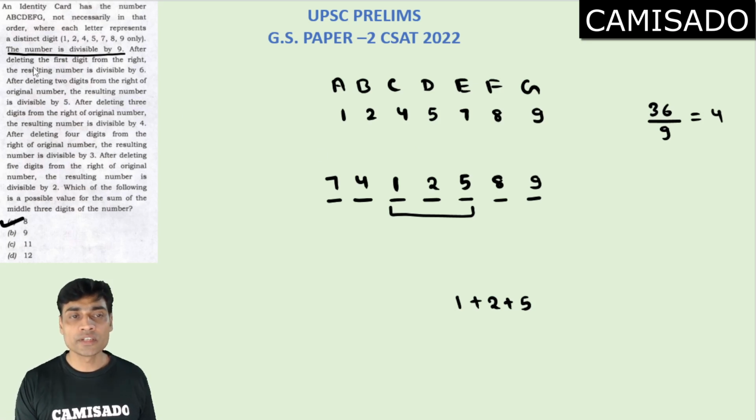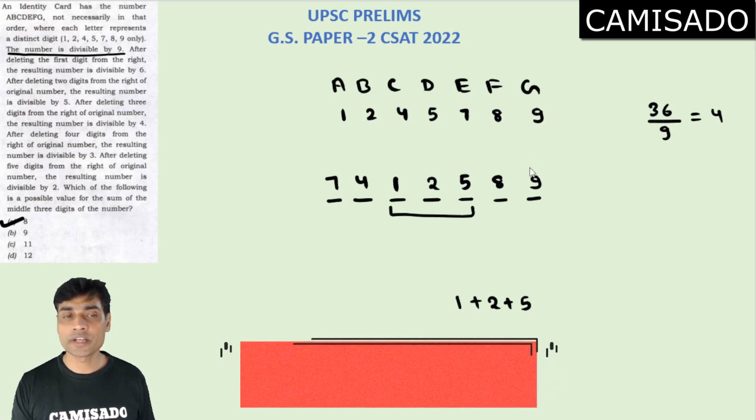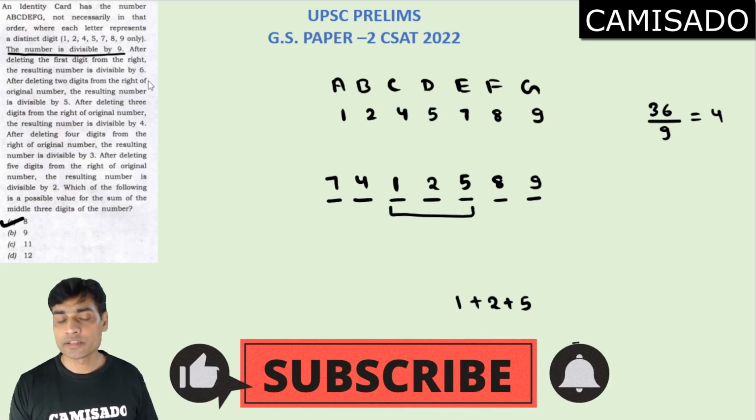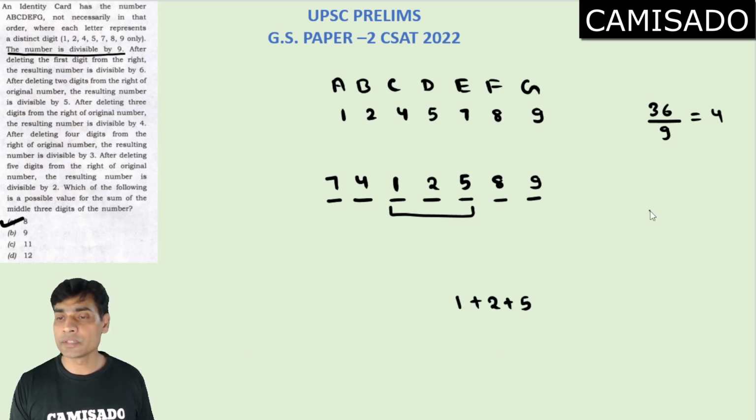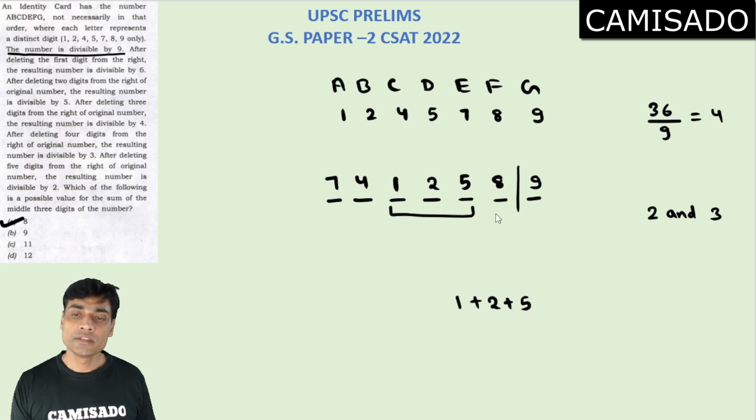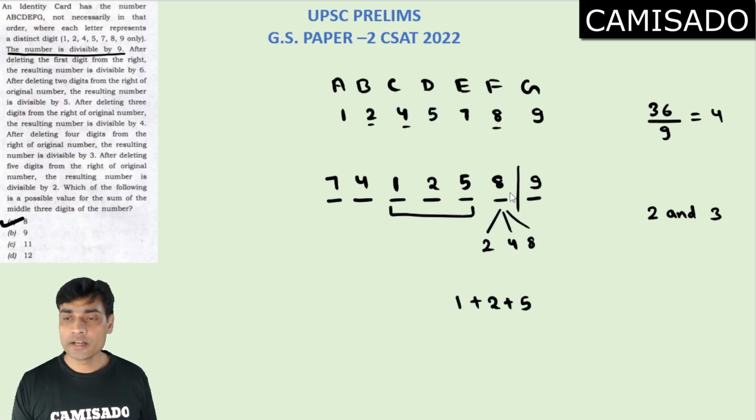Now the second part is, after deleting the first digit from the right, that is, when you remove a digit from the right, that number should be divisible by 6. Now the divisibility test for 6 is, a number is divisible by 6 if it is divisible by 2 as well as 3. So after removing this digit, the first 6 digits I am talking about, this number is divisible by 2, it means here you will get an even number. The even digits here are 2, 4 and 8. So out of these three digits one digit can be placed here.